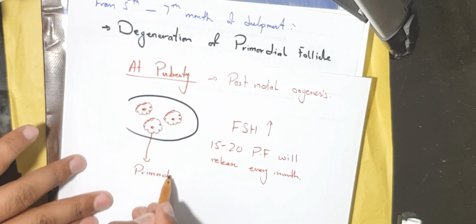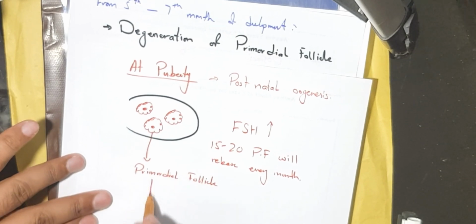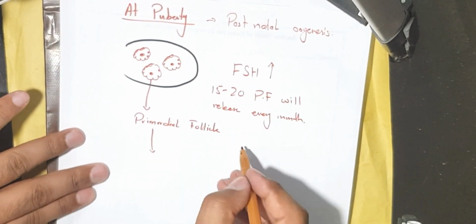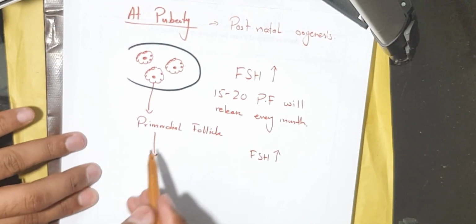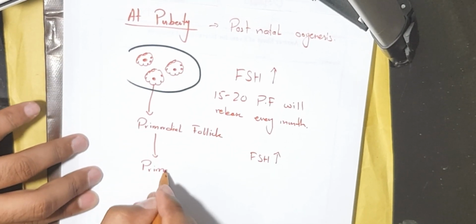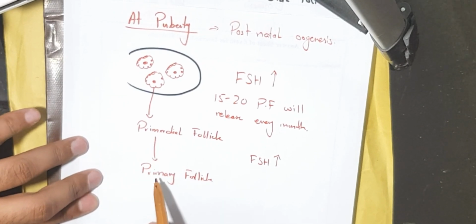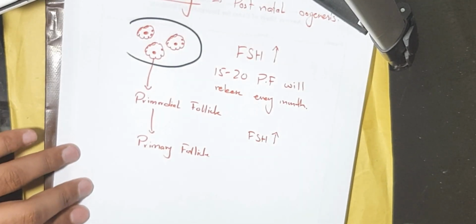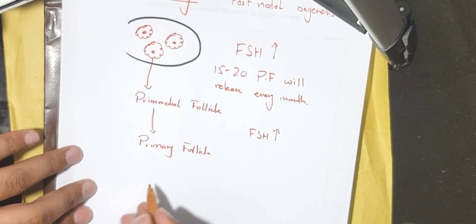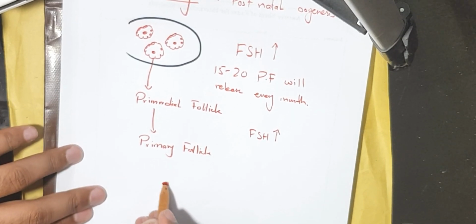Okay, so these structures were known as primordial follicles, as we know. The primordial follicle was being converted to the primary follicle due to the FSH surge. Now the primordial follicle will change into a primary follicle. So what will be the changes happening?